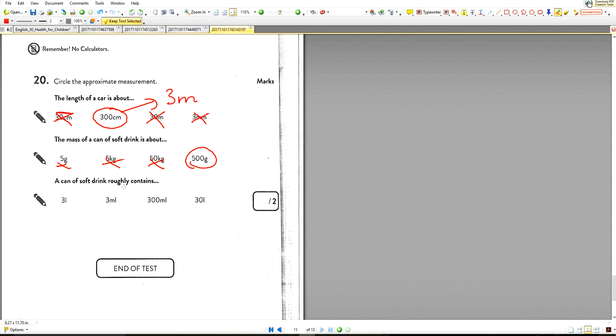A can of soft drink roughly contains 3 liters, which is too much, 3 milliliters is too little, 30 liters is way too much, and 300 milliliters is normally 330 milliliters if you look at the side of your Coke can. So roughly 300 milliliters, that's good.